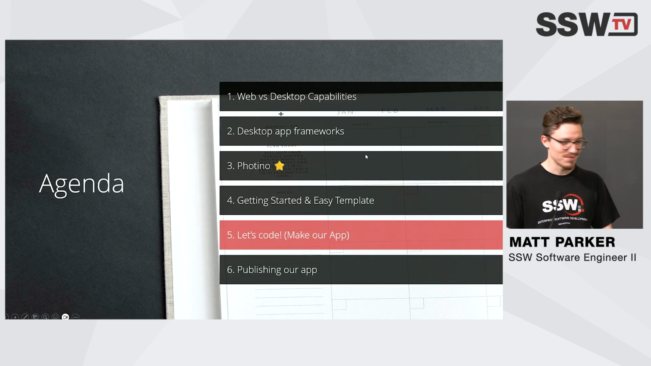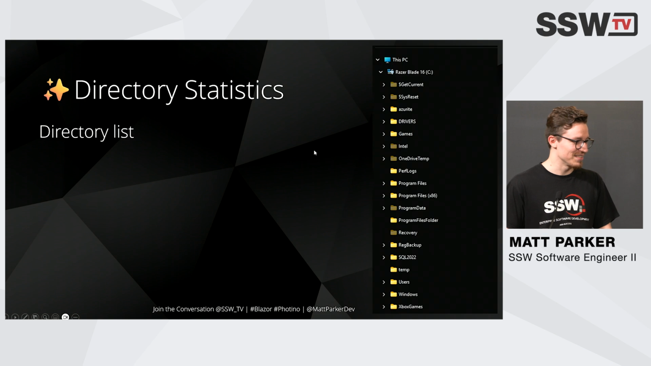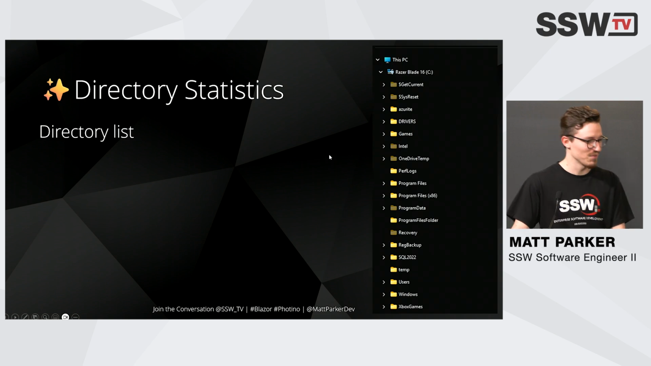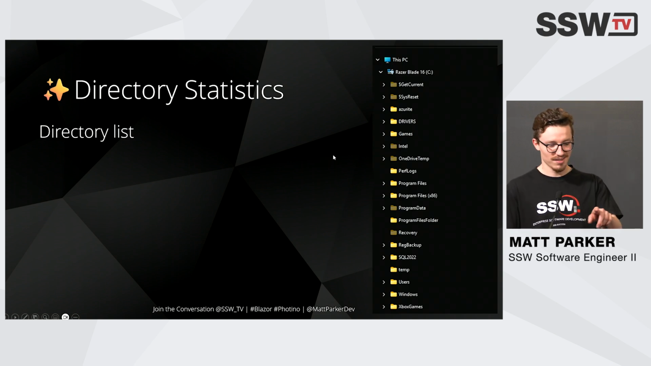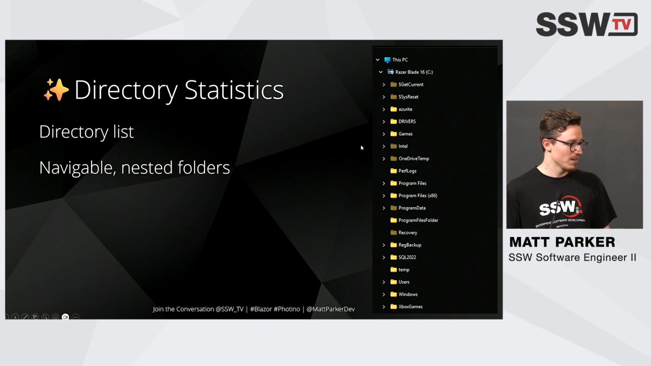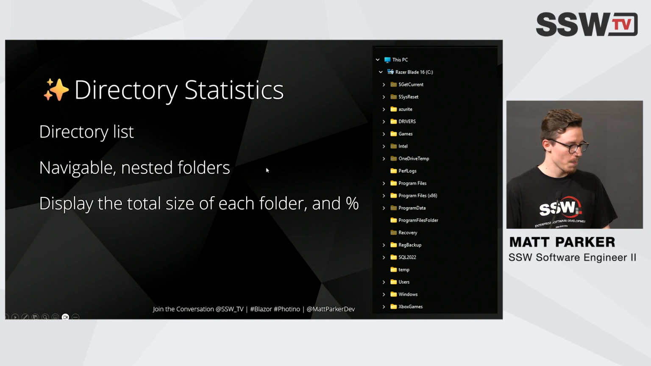All right, we're ready to make our app. Let's dive in. For reference, this is something like what we want to make. There's our file explorer down the side, a list of directories with navigable nested folders. We'd like to display the total size of each folder and a percentage of the whole hard drive usage, basically.